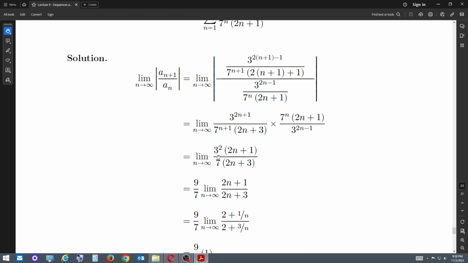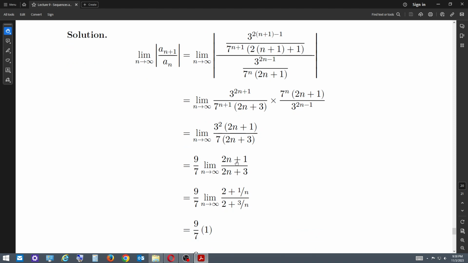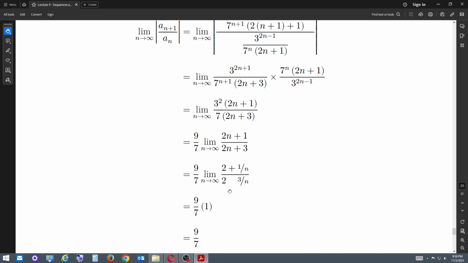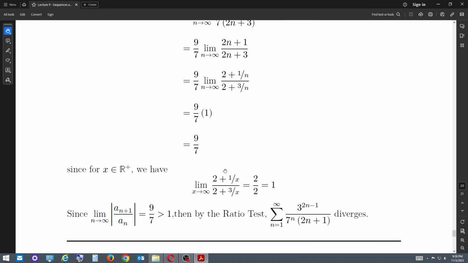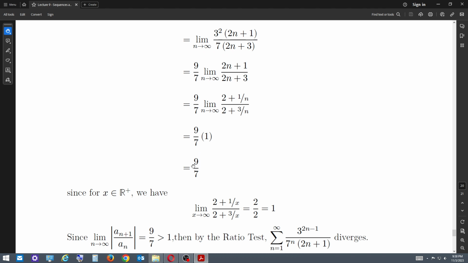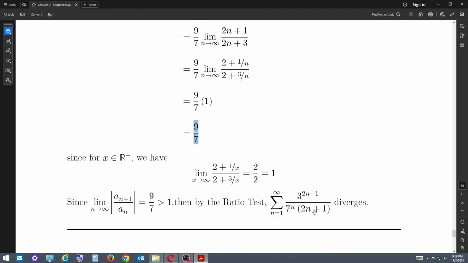The 9 over 7 that you get there, you can factor out of the limit. And then this we need to work out, so we divide throughout by n and simplify it. I am actually doing it this way and then coming back to explain why I did it that way. The reason I can go from this step to this step is because if I replace the variable with x being positive real numbers, the limit works out to be 1. So therefore this limit must also be 1. The value I get is 9 over 7, which is bigger than 1, and therefore by the ratio test, the series diverges.